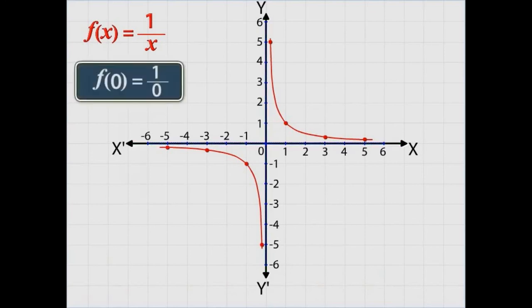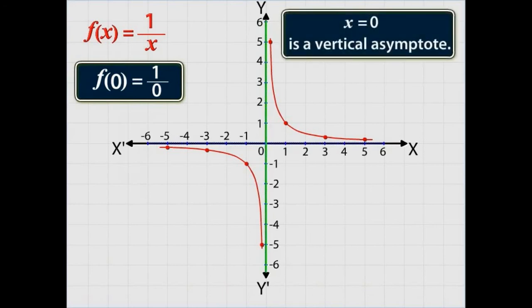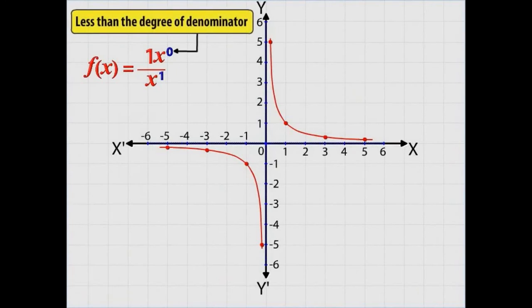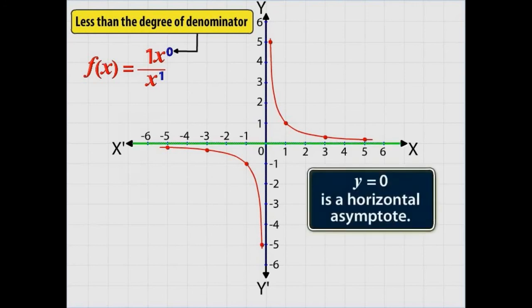Here, for x equal to 0, the denominator of the rational function becomes 0. So x equal to 0 is a vertical asymptote. Now if we compare the degree of the numerator and denominator in the rational function, the degree of the numerator is smaller than that of the denominator. In such rational functions, y equal to 0 is a horizontal asymptote.